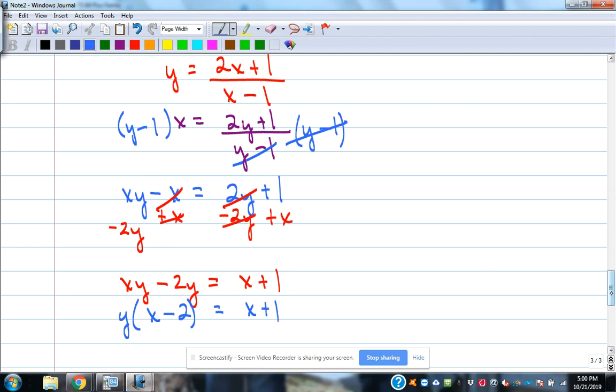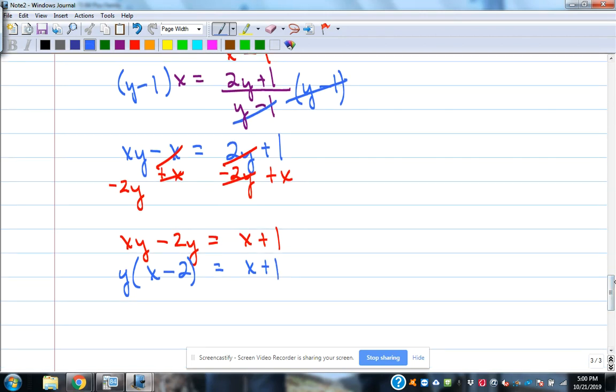now the y is starting to separate a little bit. What's going on between the y and the parentheses? They're multiplying. The opposite of that would be division. And the part I want to leave by itself is y. So I'm going to divide by this x minus 2. Those cancel out. Hey, there's y by itself, x plus 1 over x minus 2.